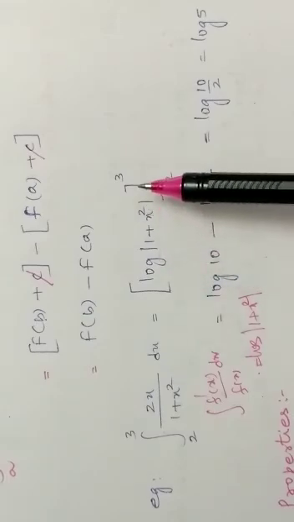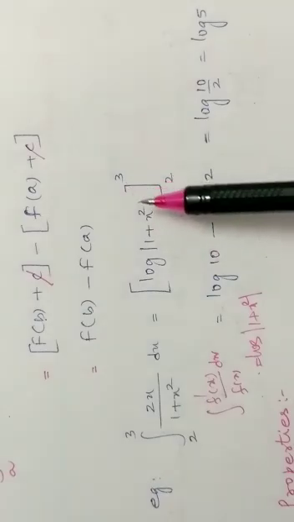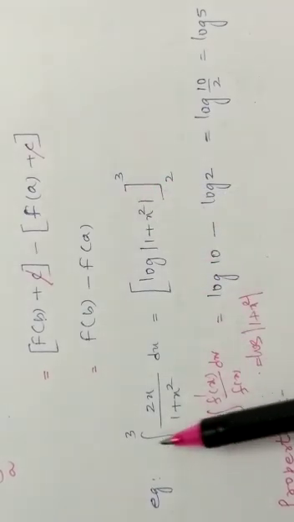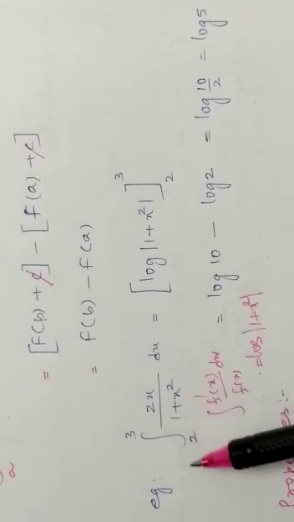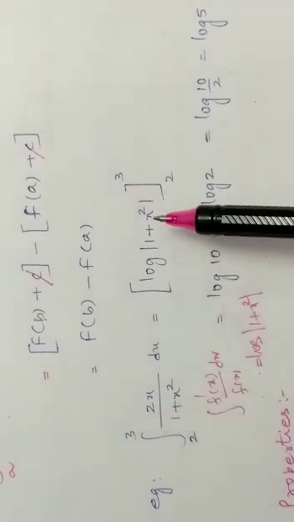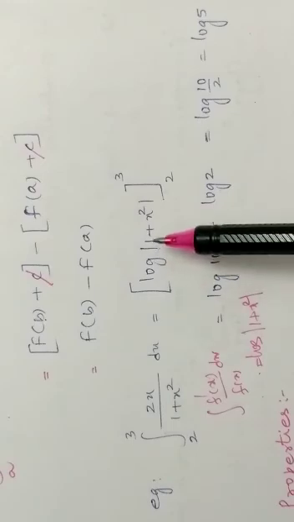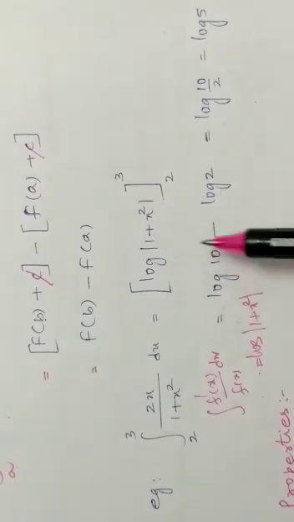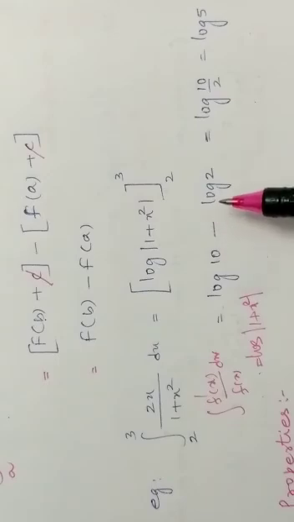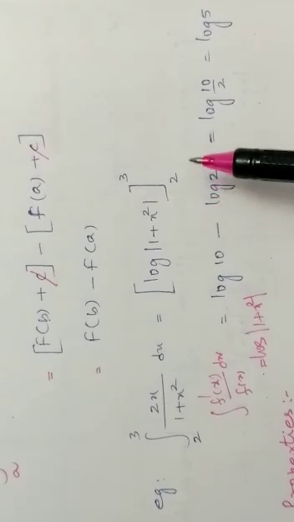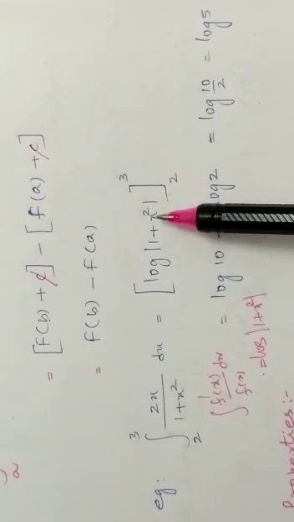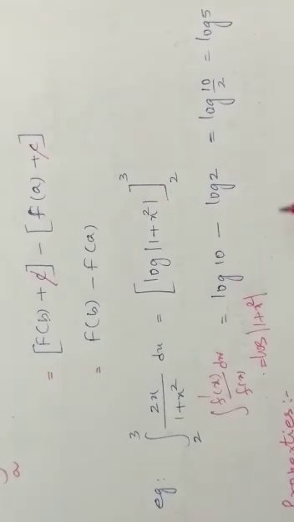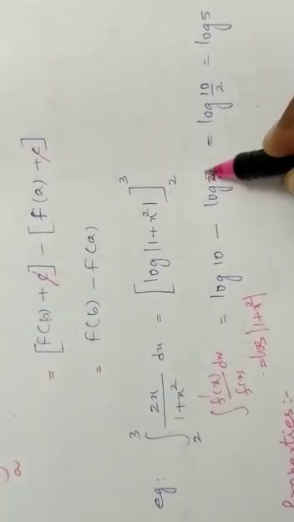Now apply the upper limit first. Log of 1 plus, in the place of x you have to replace 3, because these two limits are to be replaced in place of x. These are x limits. So in the place of x you replace 3: 3 square is 9, plus 1 is 10. Log mod 10 is log 10. Upper limit is over, minus lower limit. What is the lower limit? In the place of x, you replace 2: 2 square is 4, plus 1 is 5. So this is log 5.